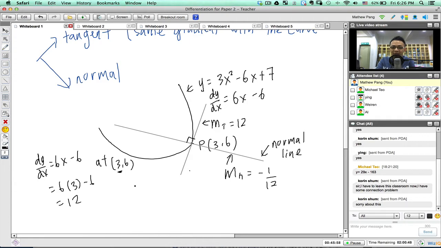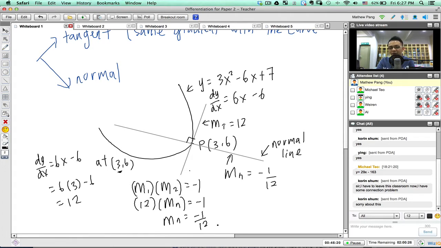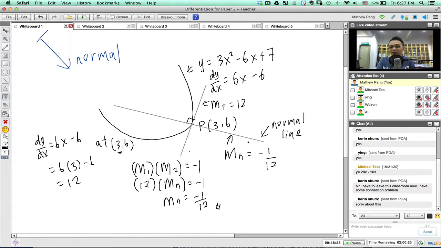When lines are perpendicular, we learn the formula m1 times m2 equals negative 1. If m1, the tangent's gradient, is 12, then we can find the gradient of the normal line easily by solving this equation. You just move the 12 to the other side and get negative 1 over 12. Therefore, my gradient of the normal line is negative 1 over 12. If you understand this, then I'm going to move on.